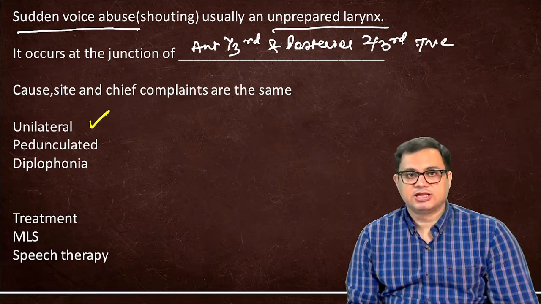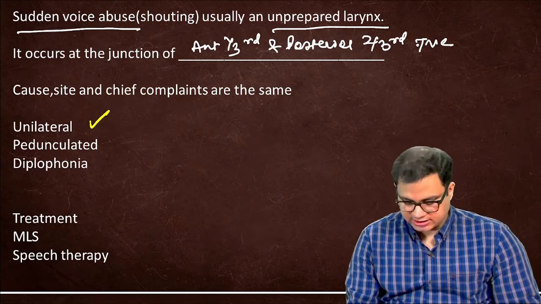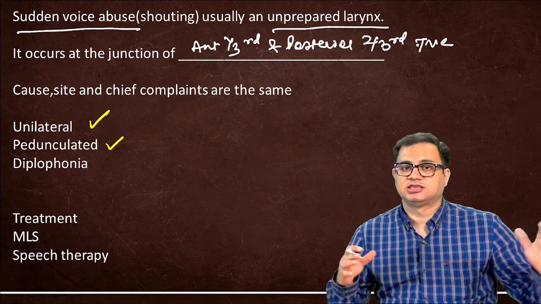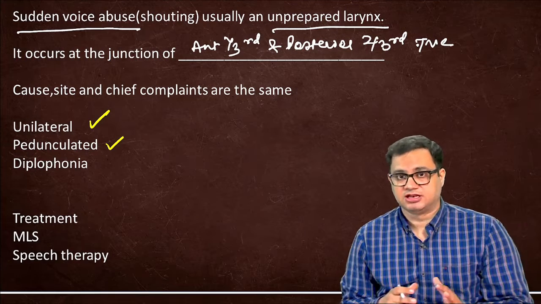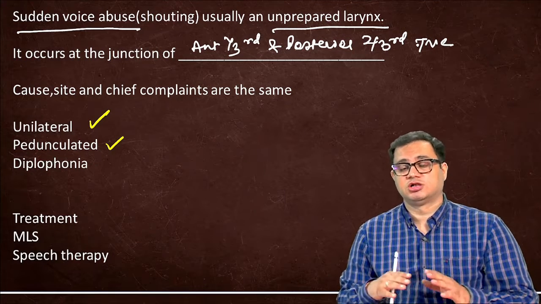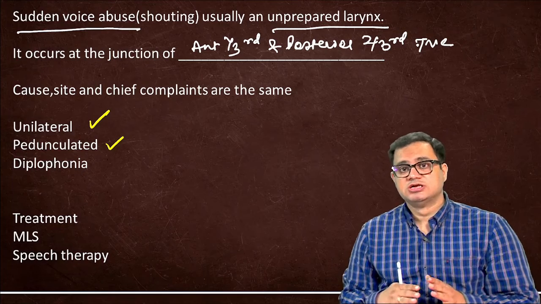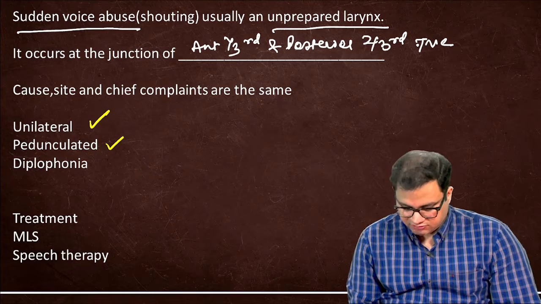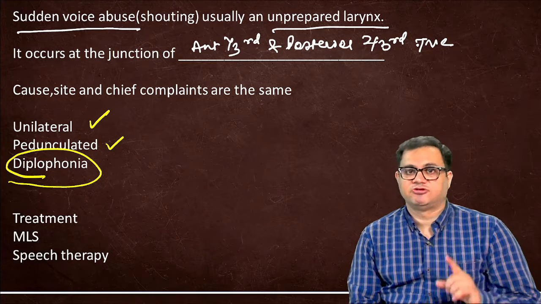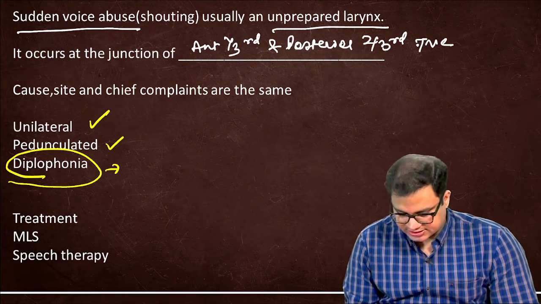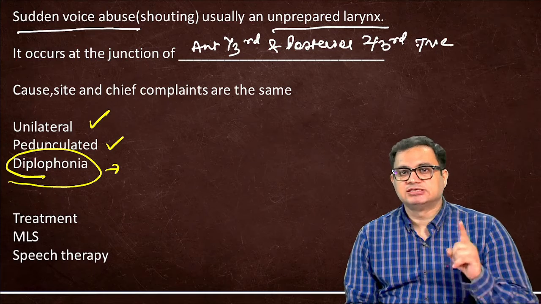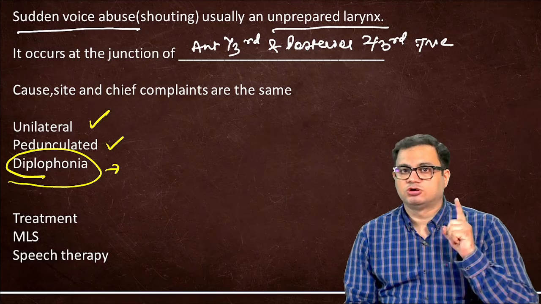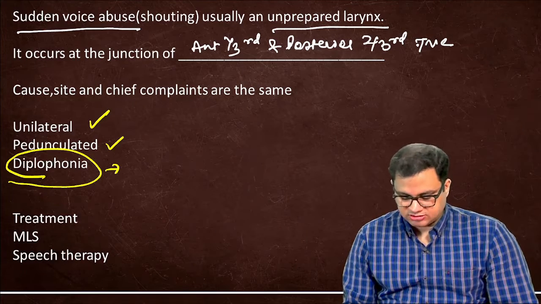It is unilateral, and the vocal polyp is pedunculated. Now, since it is unilateral and pedunculated, that means the other vocal cord is fine. So the two vocal cords will be vibrating at a different pitch. That's why we will see diplophonia. Very important, please note down, my dear friends, that diplophonia is a characteristic feature of the vocal polyp and not of the vocal nodule.